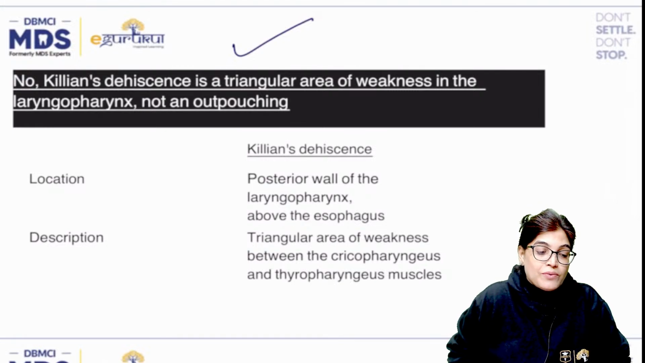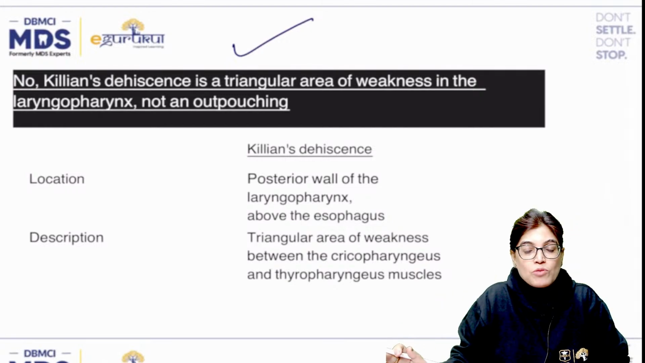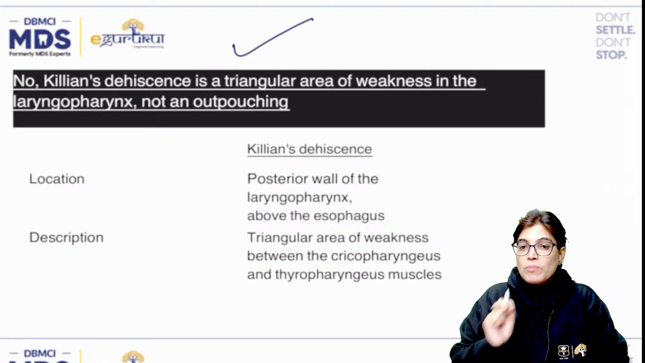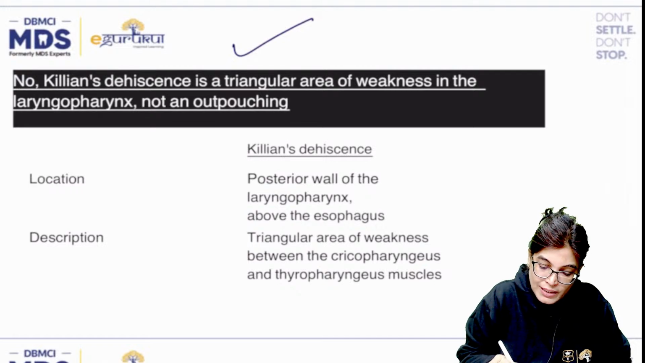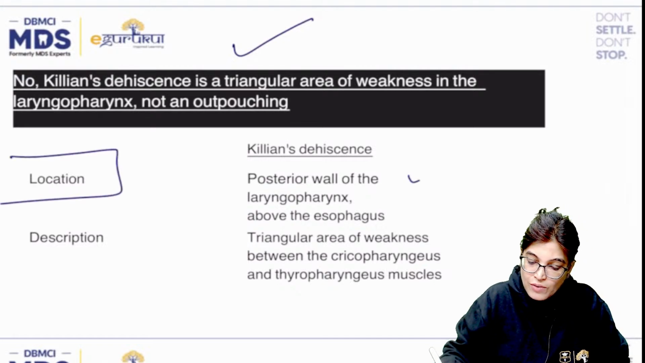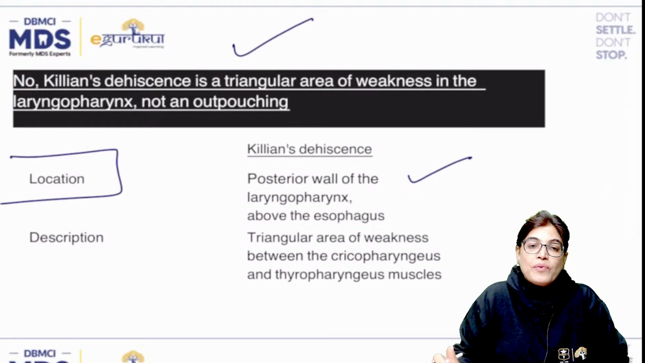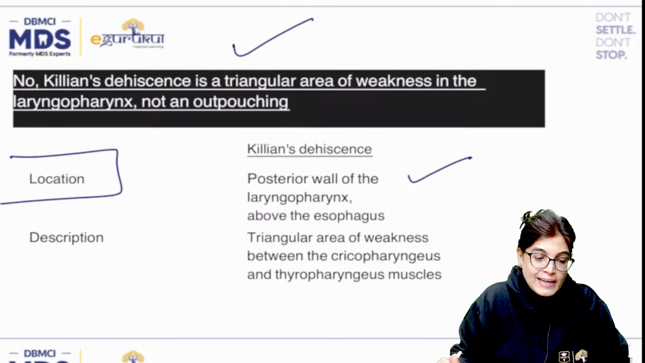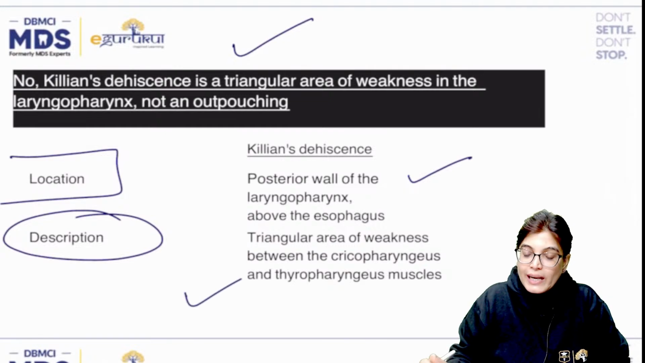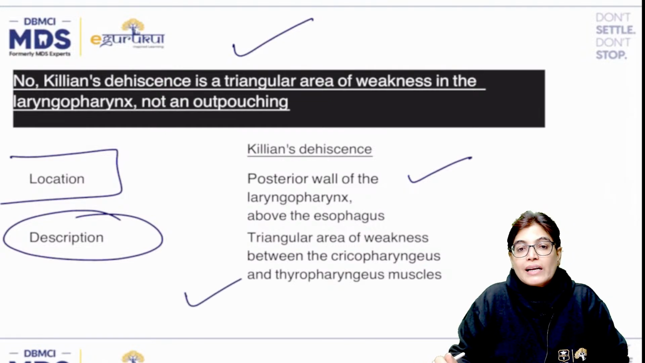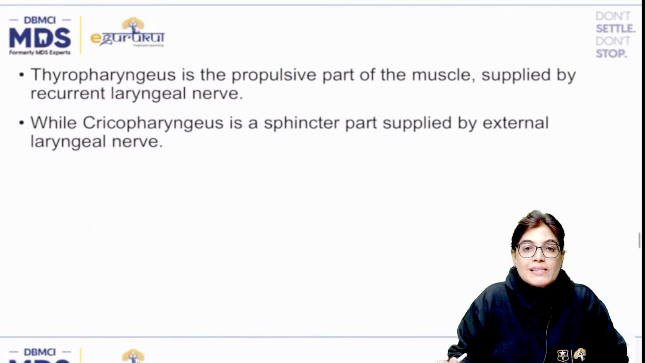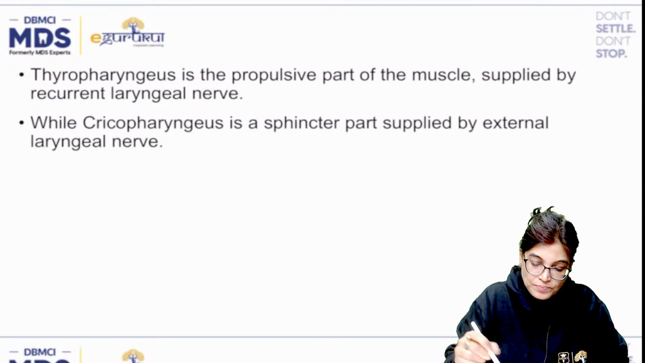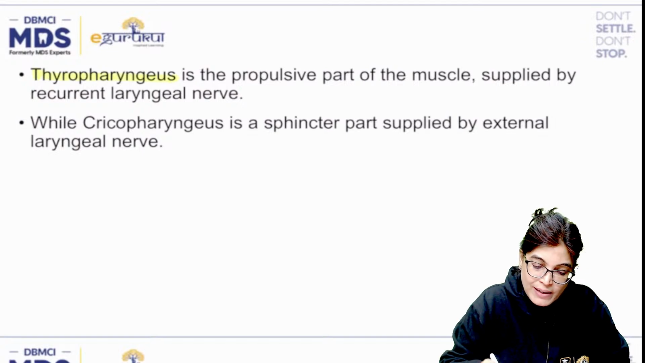But among the options given, we will definitely mark laryngopharynx as the most correct answer. The location is in the posterior wall of laryngopharynx above the esophagus. So only we have marked this as the right answer. Description: triangular area of weakness which is lying between the cricopharyngeus and thyropharyngeus muscle. Thyropharyngeus is the propulsive part of the muscle. Basically they are supplied by recurrent laryngeal nerve.